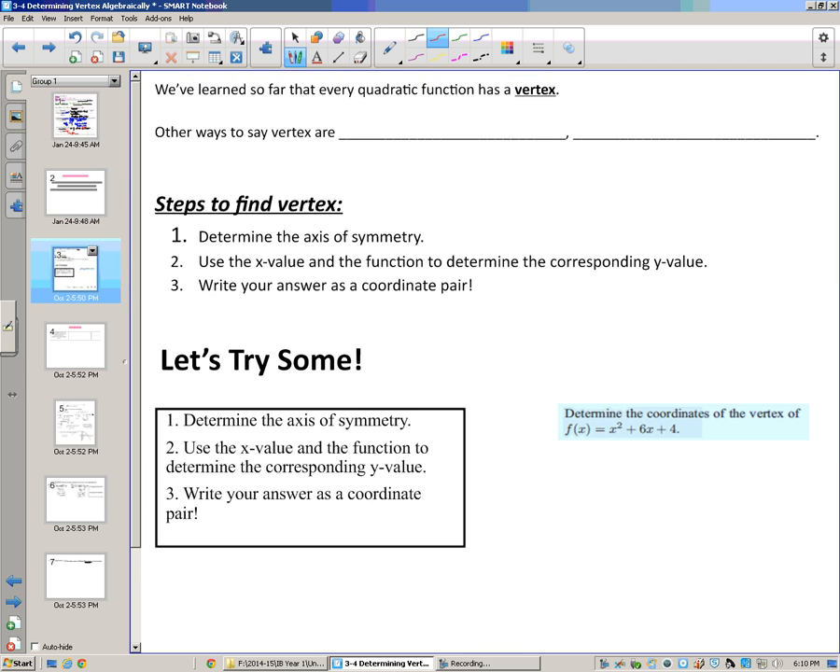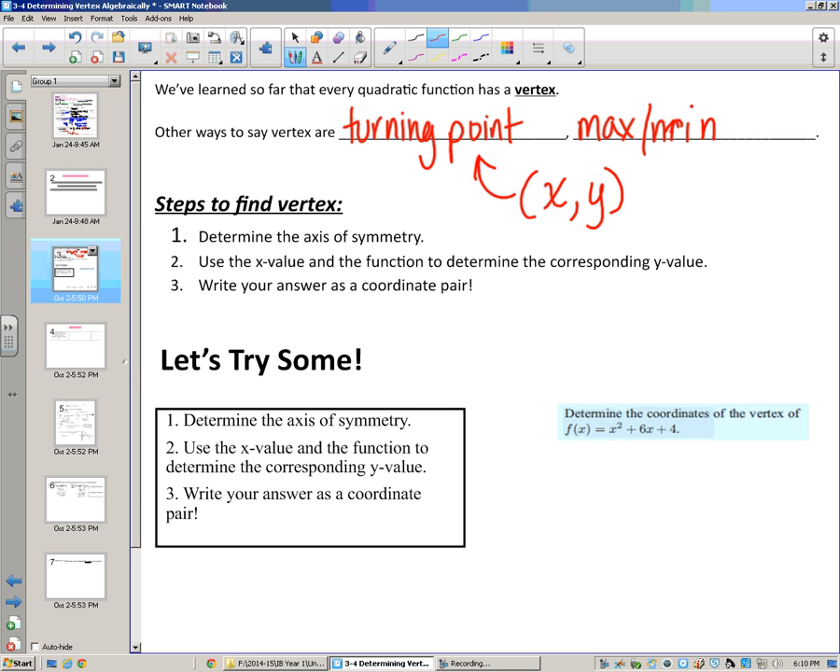Okay. So far we've learned that every quadratic equation has a vertex. Other ways to say vertex, you should be thinking to yourself right now, oh, it could be the turning point, or it could be the maximum or minimum point. So notice that I'm saying point here. So that means that if it's a point, then it's going to be a coordinate point, x comma y. And that's how we're always going to write our vertex.